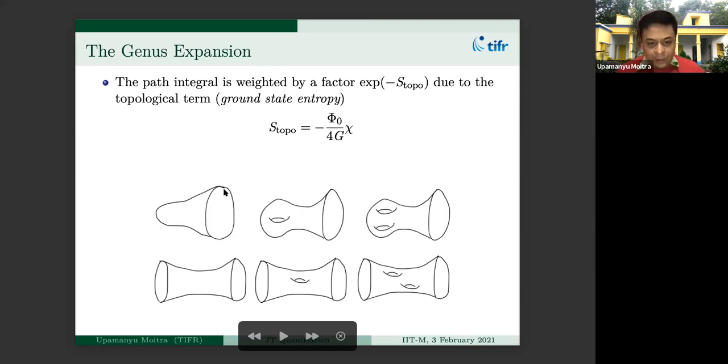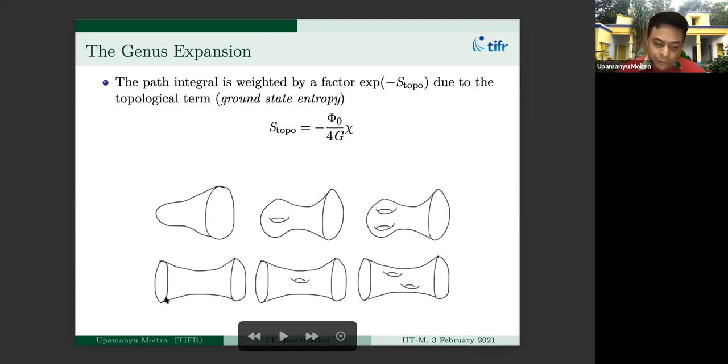So the Euler character of the disk is 1. And then with one connected boundary, you can have a handle dug in the middle, which is obviously suppressed compared to the disk contribution, and you can have two handles dug in, which is further suppressed, and so on. And so this just goes on.